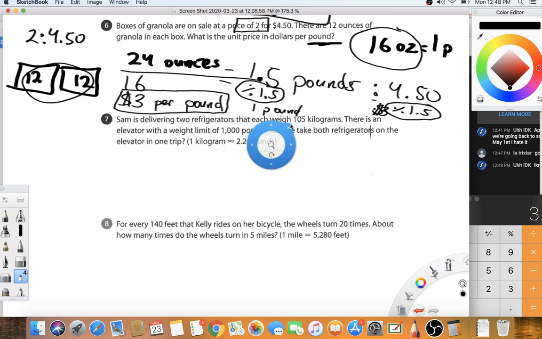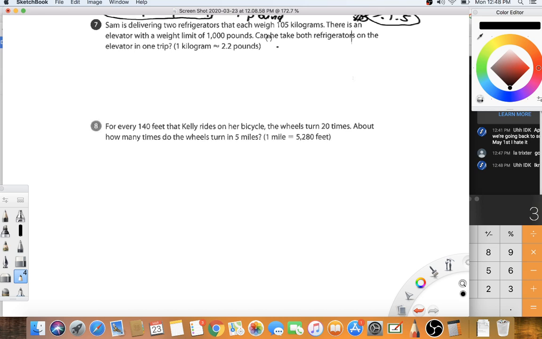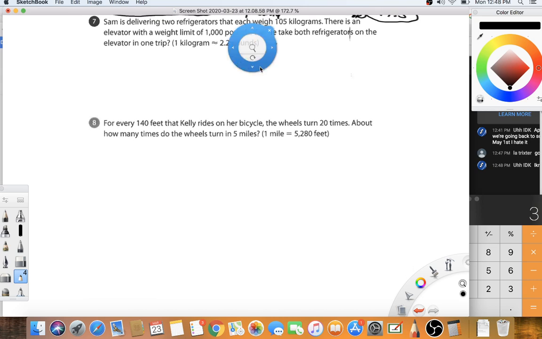Next question is number 7. So for question number 7, it says Sam is delivering 2 refrigerators that each weigh 105 kilograms. There is an elevator with a weight limit of 1,000 pounds. Can he take both refrigerators on the elevator in one trip?